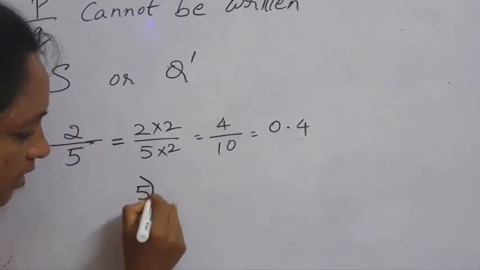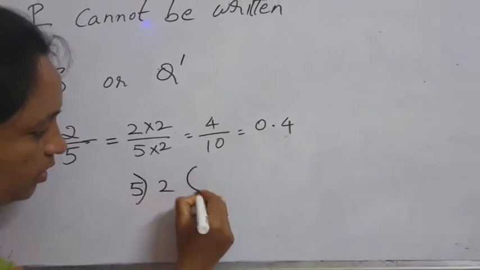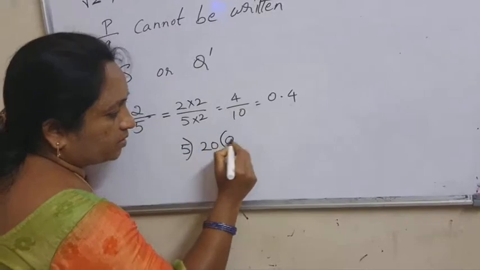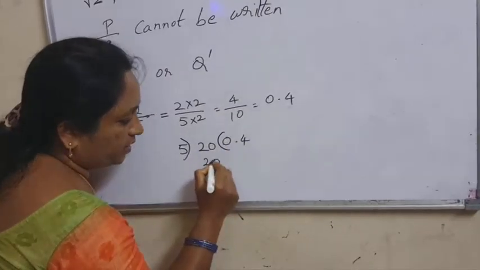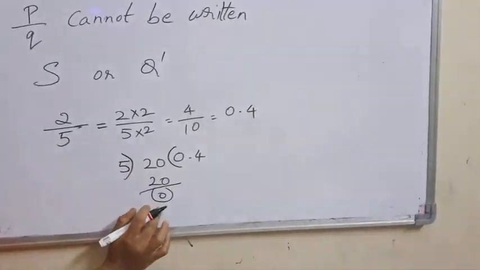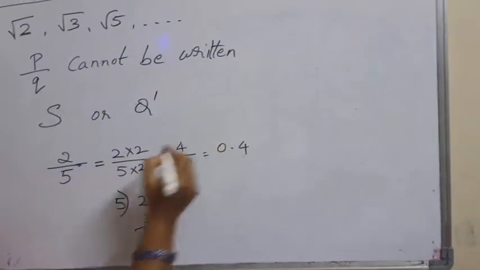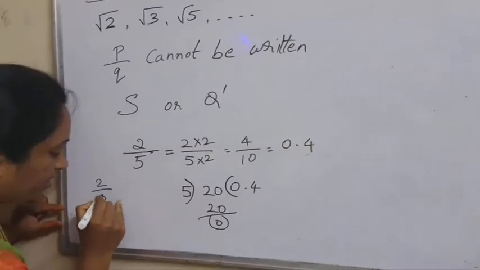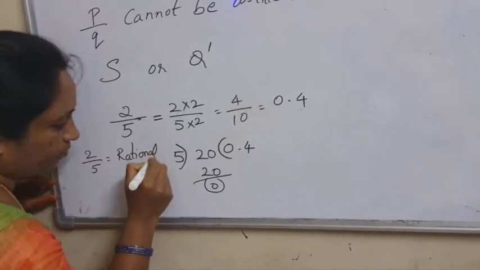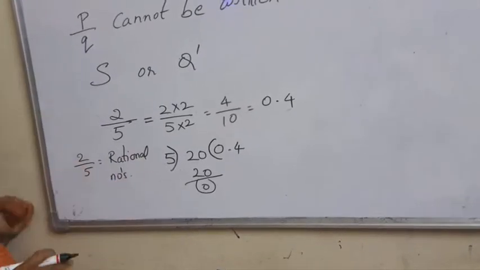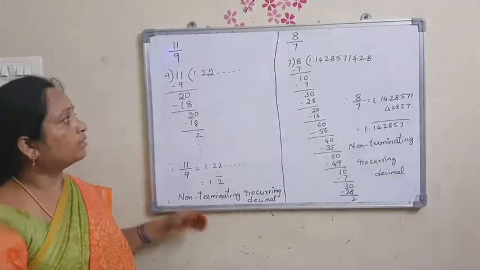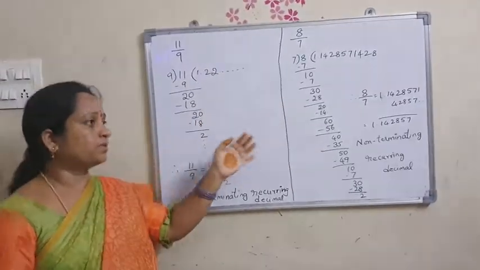Now let me see how this division takes place here. 5 4s are 20. When you divide 2 by 5, you are getting 0 as a remainder. So this type of numbers, like 2 by 5, are called rational numbers.